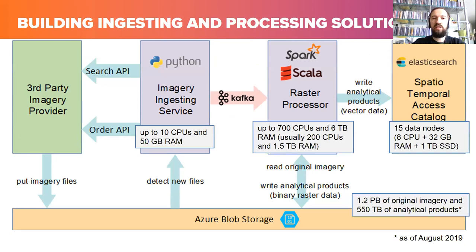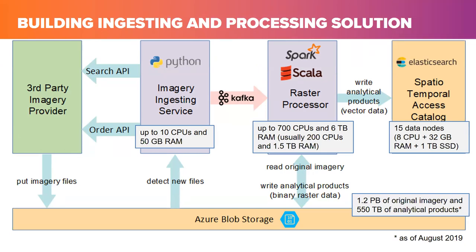Okay, let's return to our diagram. As of now, the Elasticsearch cluster has 15 data nodes with a 1 terabyte SSD hard drive each. Finally, in Azure Blob Storage, we already have almost 2 petabytes of data, including both original imagery and analytical products. To optimize costs, original imagery files are moved to Azure Blob Cool storage 1 month after ingestion. It's a cheaper option for infrequently accessed data. Please note that if needed, original imagery may be re-requested from the imagery provider again, but as I mentioned, that may take from 5 to 20 minutes for one image.